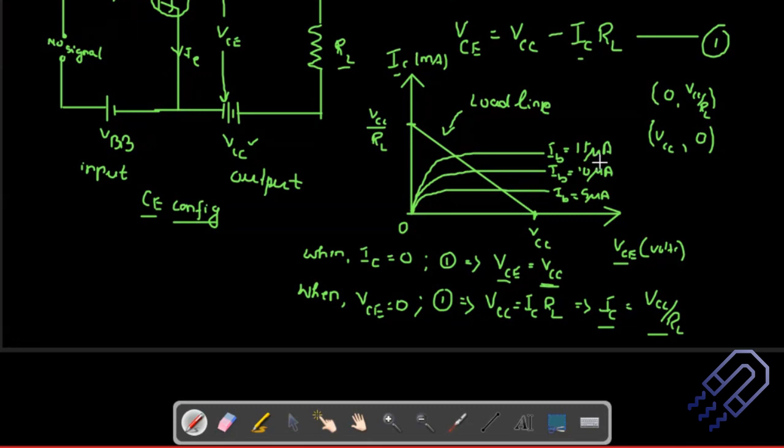Okay, this is important because this will actually tell you the operating point. If you look into this, let's say you have drawn a number of lines for different base currents, and at some point you are going to get a point here. Let me draw it with a white line. This particular point is called the operating point.